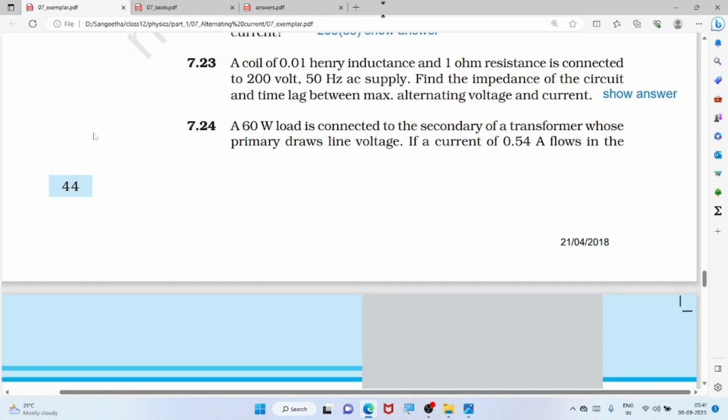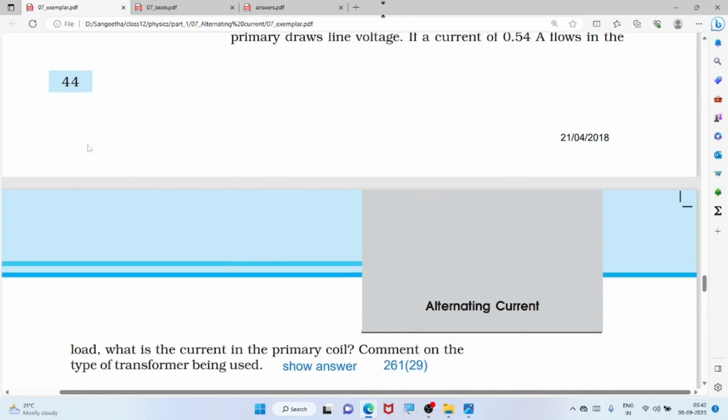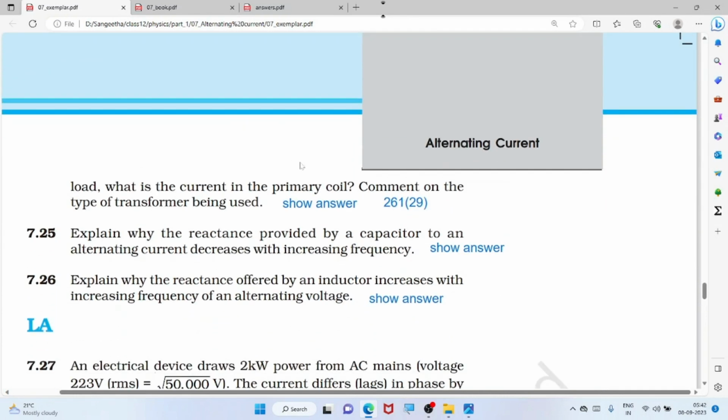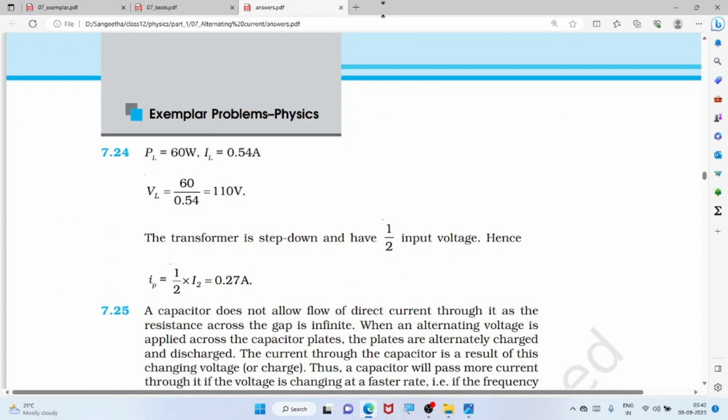A 660 watt load is connected to the secondary of the transformer. Primary draws the voltage. If the current flows in the load, that is the secondary current, what is the current in the primary? Comment on the type of transformer used. So you have to find the secondary voltage. This is the output power, and the current is given, so from that we get the voltage. The transformer is step down because the input will be a 220 volt source. Output voltage is less than the input, step down, and hence half of the input voltage. Hence this current.